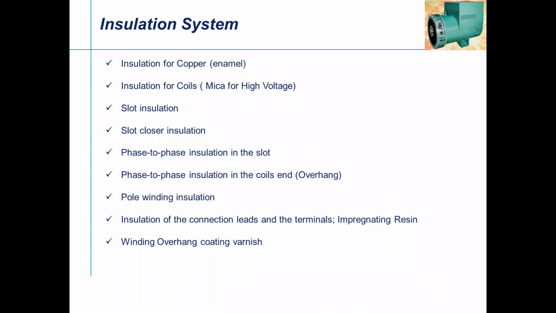So insulation of the connection leads on termination, where after the complete winding, it goes for the vacuum impregnation process, which is VPI, a very, very critical process in generator manufacturing. And for the winding overhang, for coastal application or moisture environmental reasons, there is one more coating, varnish, done for the winding to prevent damage from that environmental condition.